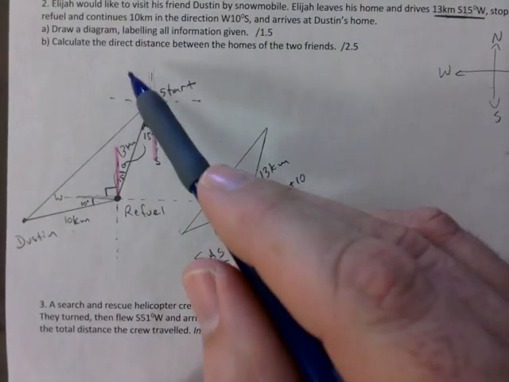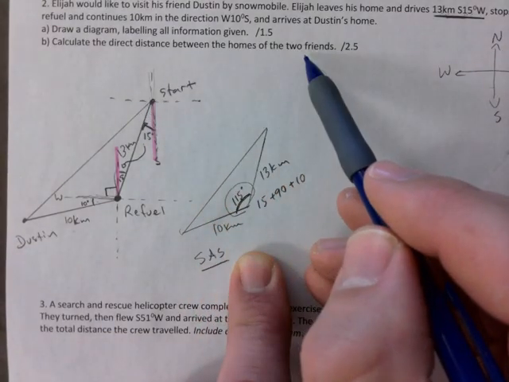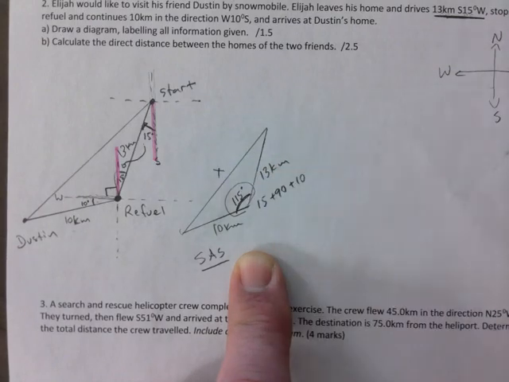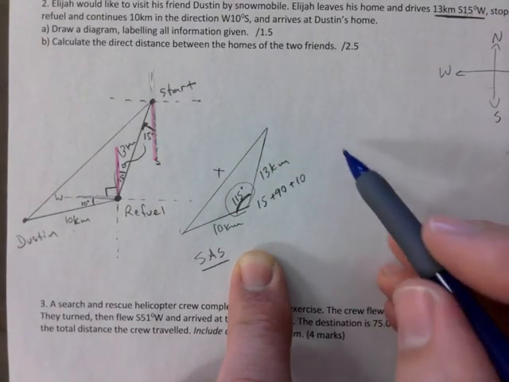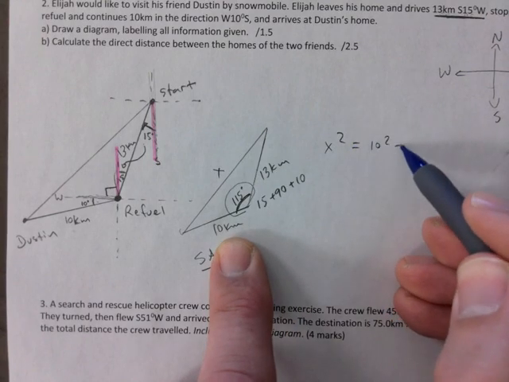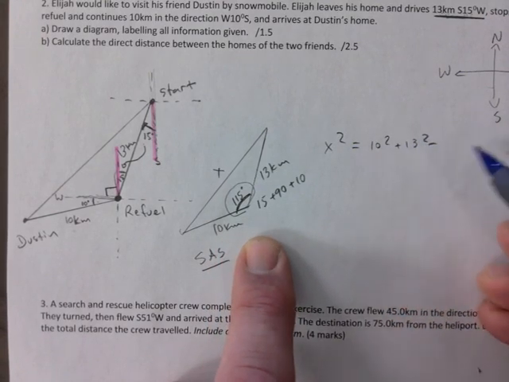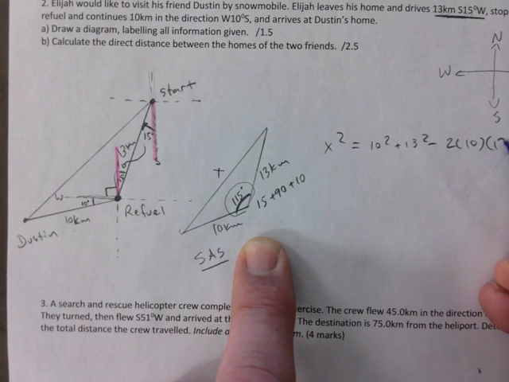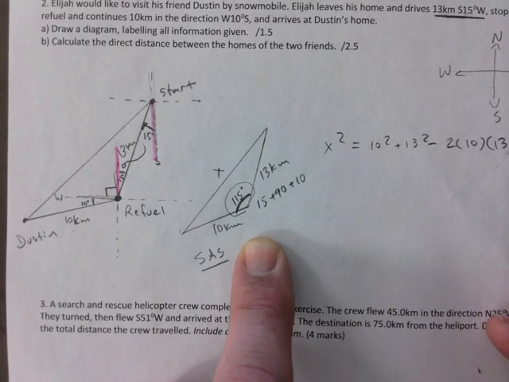So what is it asking? Calculate the distance between the homes of the two friends. So it's asking for this. So it's cosine law. So x squared is 10 squared plus 13 squared minus 2 times 10 times 13 times cosine of 115.